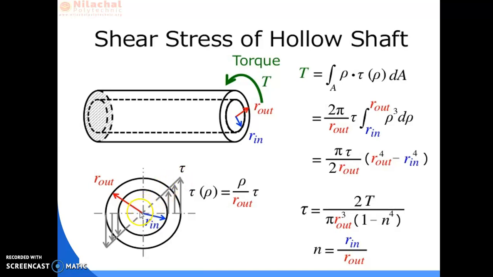Now for the torque transmission, we can write from inner radius to outer radius, tau is equal to 2T divided by pi r_out cubed into (1 minus n to the fourth), where n is known as the radius in by radius out. So we can have torque transmission as integration of rho into tau into rho into d rho, that is rho cubed d rho, integrated from r in to r out.